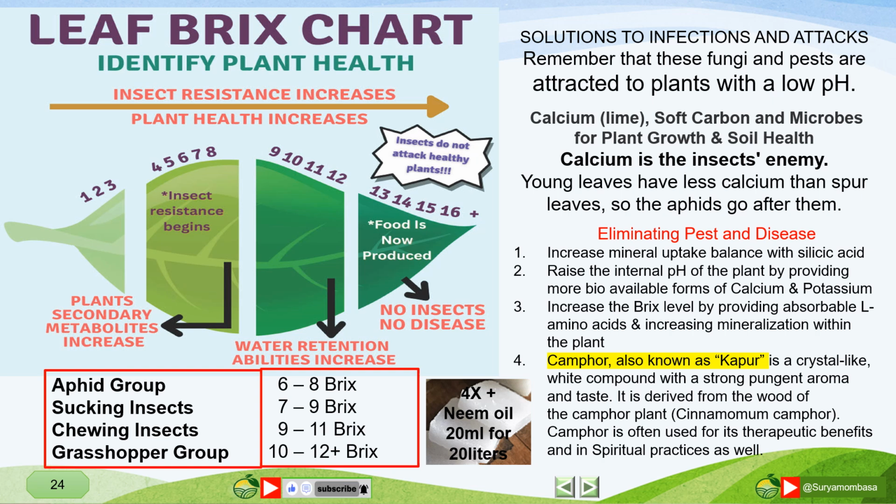Eliminating pest and disease. Increase mineral uptake and balance with silicic acid. Raise the internal pH of the plant by providing more bioavailable forms of calcium and potassium. Increase the Brix level by providing absorbable L-amino acids and increasing mineralization within the plant.